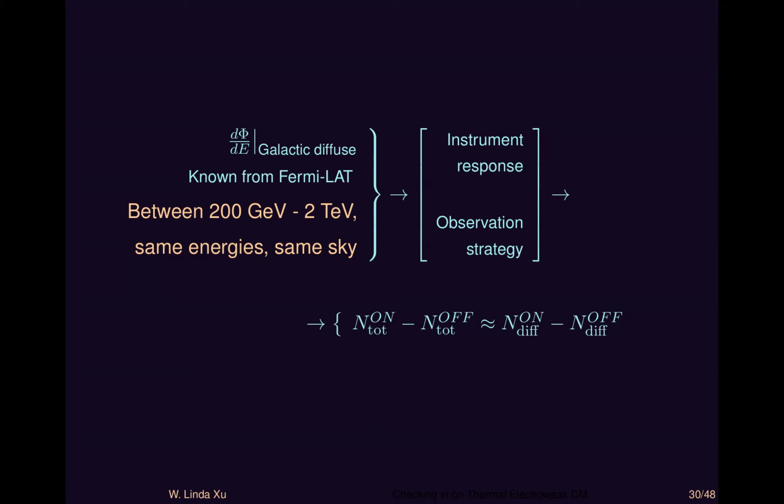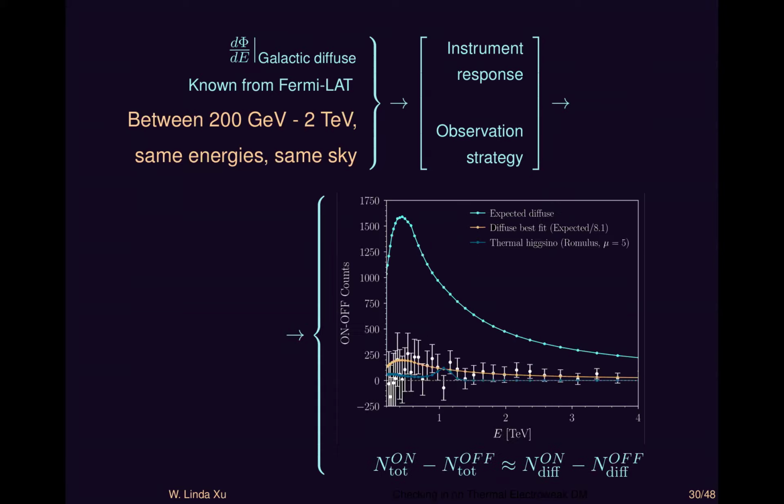So if I just pipe the galactic diffuse flux that Fermi sees through this forward model, I should get, to good approximation, the amount of difference they see in this on and off region. And I get something that is spectrally consistent with their on-off residuals, but a factor of 8 different.